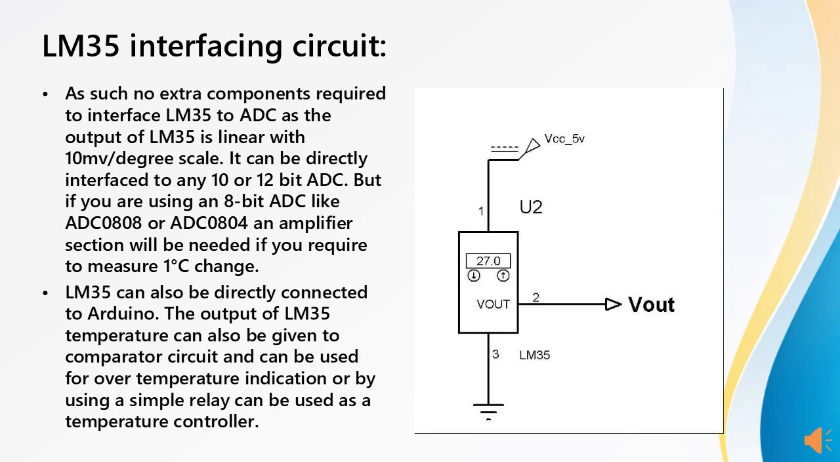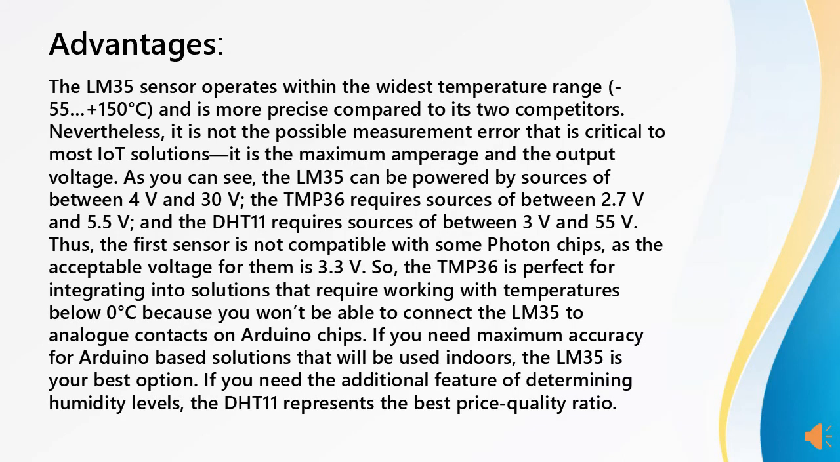The output of the LM35 temperature sensor can also be given to a comparator circuit and used for temperature indication, or by using a simple relay, it can be used as a temperature controller as shown in the figure. Coming to advantages. The LM35 sensor operates within the widest temperature range and is more precise compared to its two competitors. Nevertheless, it is not the possible measurement error that is critical to most IoT solutions. It is the maximum amperage and the output voltage.